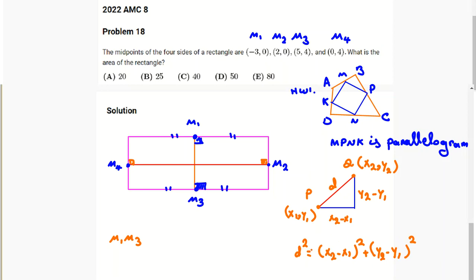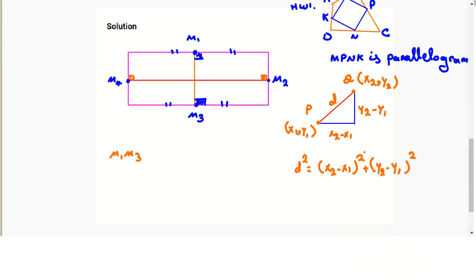And let me tell you something. It's not important whether it's x2 minus x1 or x1 minus x2. Why? Because we consider x2 minus x1 squared, so the sign is not important. Square root of x2 minus x1 squared plus y2 minus y1 squared.